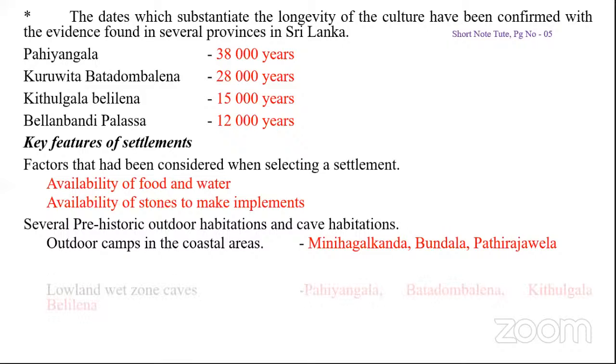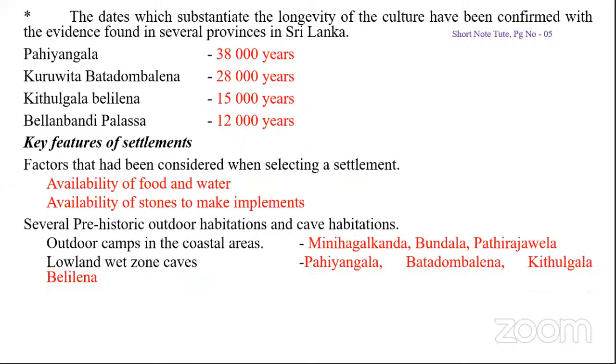And the second area, lowland wet zone caves. Now that's a cave. So these caves are located where? Lowland wet zone. So in lowland wet zone caves, 3 places are there where you will find evidences: Pahiyangala, Batadambalena, and Kitulgala Belilena. So even lowland dry zone caves. So now these are the 2 types of caves where Stone Age man was living: lowland wet zone caves and lowland dry zone caves. What are the examples? Sigiriya Potana and Sigiriya Aligala.